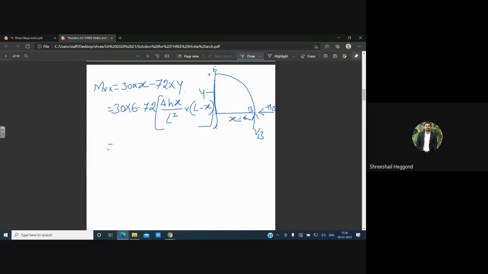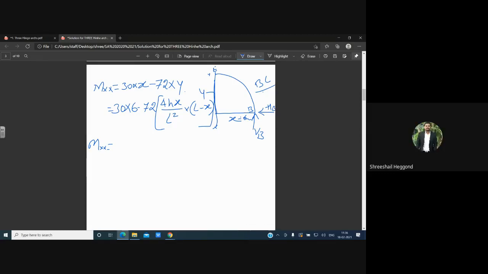Sir, while taking moment, anticlockwise is taken negative and clockwise positive, na? So that is minus 30, na? Yes, this will be negative, this will be positive. Minus 30 and plus 72. You can say only the sign changes.